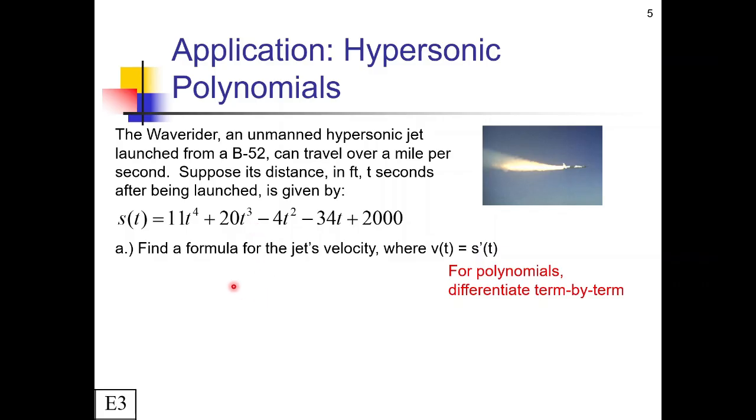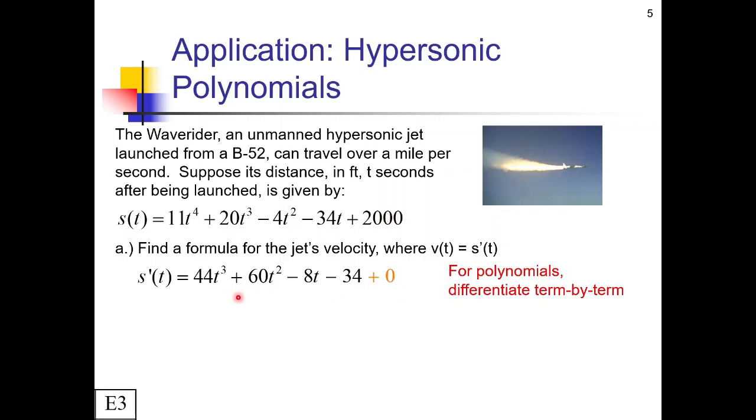All right, so we're going to use the power rule on each of these terms individually. For the first term, 4 times 11 gives us 44, and then we have t to the 4 minus 3, t cubed. Next up, we've got 60t squared, and then negative 8t to the first. And then this will be just negative 34, that's our linear rule. And then the derivative of 2000, we don't have to write it, but it is a 0, an invisible plus 0 there.